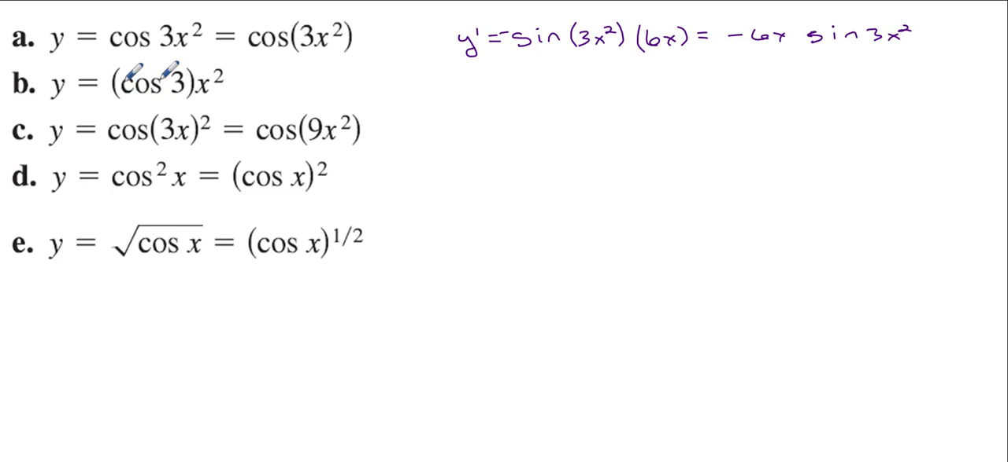That is a number. Okay? So we don't need a product rule. That's a scalar times x squared. So what's y prime then? Well, cosine 3 times 2x, which we'd normally rewrite as 2 cosine 3 times x. Because cosine 3 is a number.